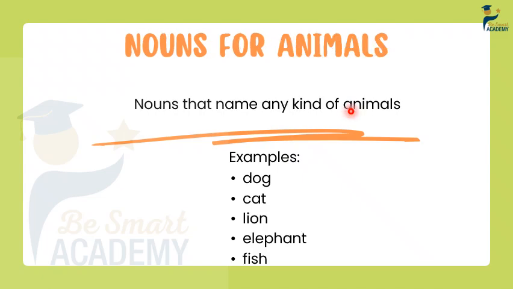And two, it might also refer to animals. So it can tell us any kind of animal. For example, the word dog, or even the word cat, lion, elephant, or fish. So whenever you hear or read these words, you will immediately consider them as nouns. But what kind of nouns? Nouns for animals. So they are animal nouns. We're not referring to humans, we're referring to animals.